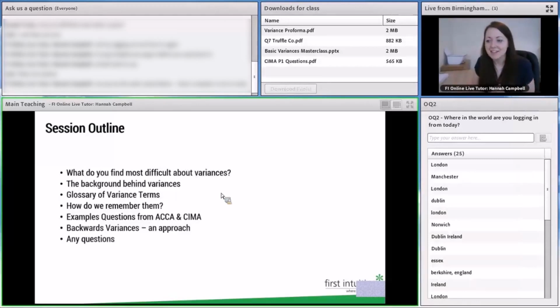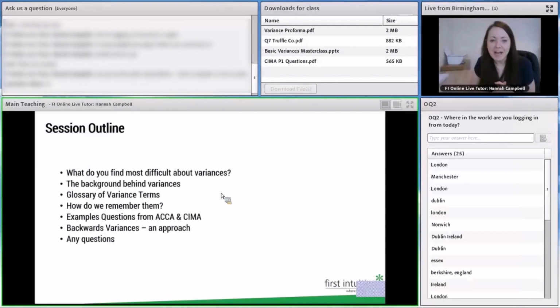I'm then going to talk about how you go about remembering all of these variances. It's okay for me because I've been teaching them for 10 years. So I've been saying them over and over and over again for 10 years. But unfortunately, you haven't got 10 years before your exam. So how do you go about remembering and learning these variances?